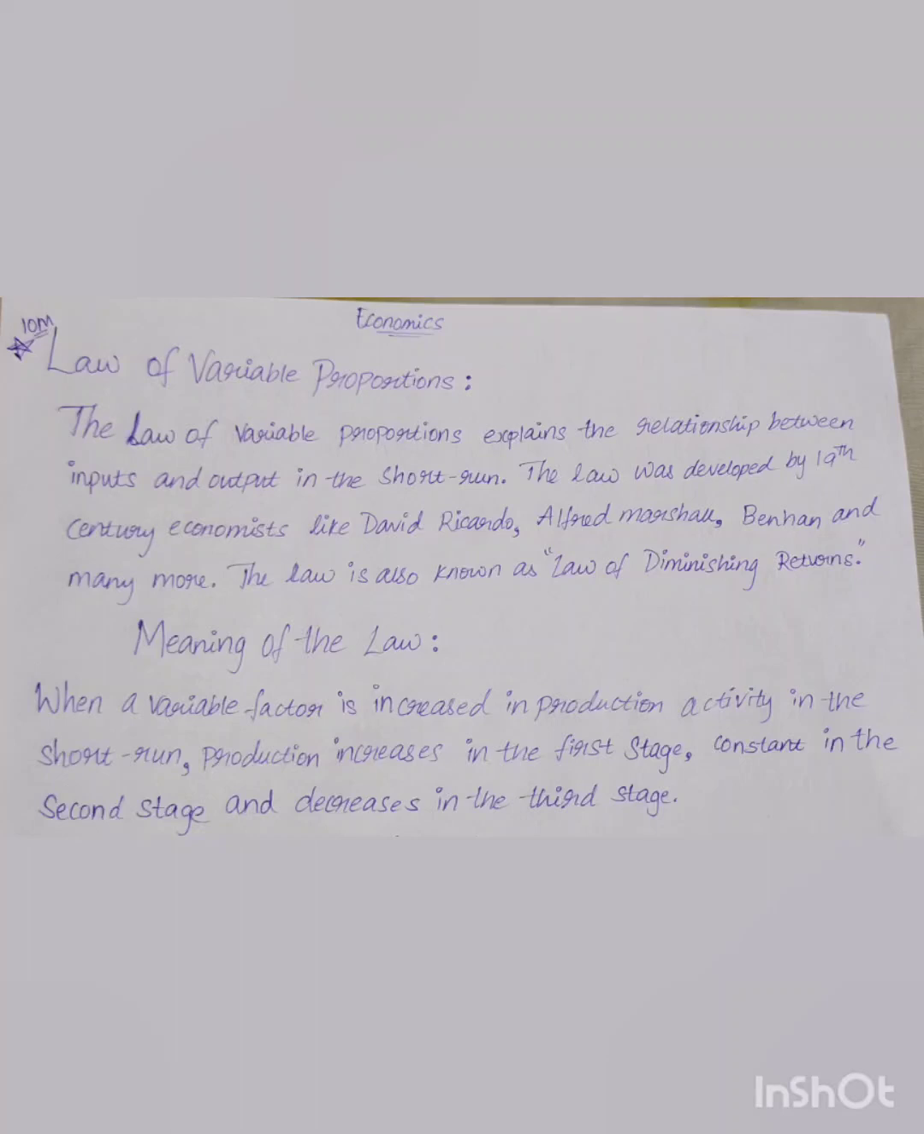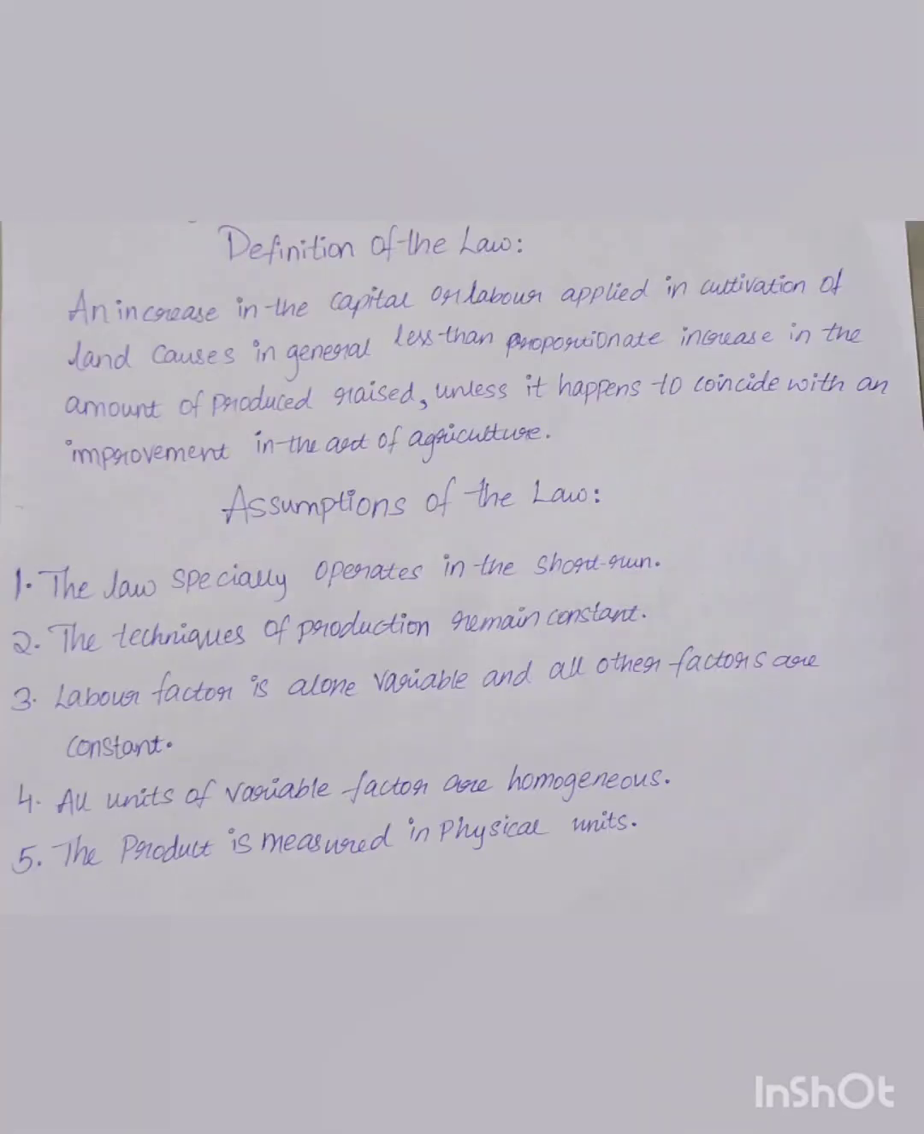Meaning: when a variable factor is increased in the production activity in the short run, production increases in the first stage, constant in the second stage, and decreases in the third stage. Now we'll see a definition given by Alfred Marshall about the law of variable proportions.